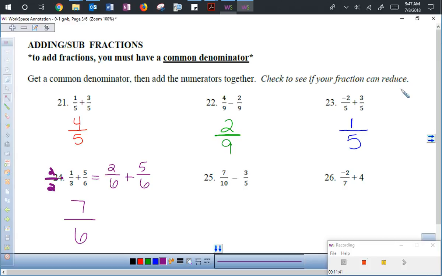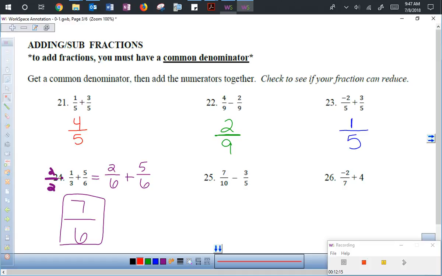Now we need to check to see if our fraction can reduce. 7 over 6. I understand that this is an improper fraction, and at the middle school level I'm sure that you guys worked on turning improper fractions into mixed numbers, but here at the high school we like improper fractions. We do not like mixed numbers. Please do not turn that into a mixed number. Leave it as 7 over 6. Now I still want to see if it can reduce. Do 7 and 6 have any common factors? No, they don't, so this is our final answer, 7 over 6.